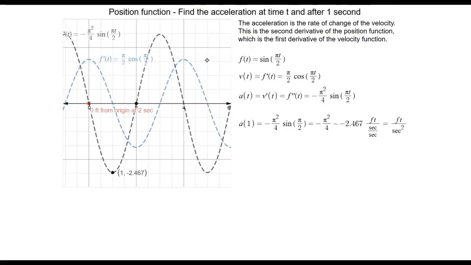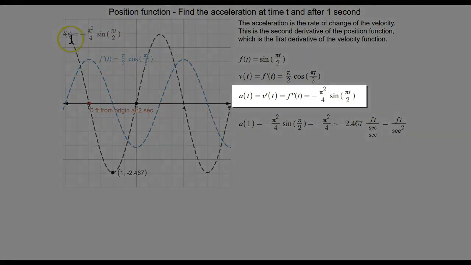Now it asks to find the acceleration at time t and after 1 second. As we know, the acceleration is the rate of change of the velocity function. So I take the derivative of my velocity function, and here's my acceleration function. My a got cut off here.